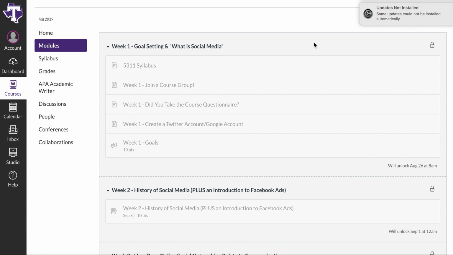And then we also have a task for you to create a Twitter account or a Google account if you do not already have one. Do not worry. I will help you guys along the way. It will be amazing. Also, we have the goals. It's a discussion group as well for the first week. So the first week is basically focused on getting to know you.